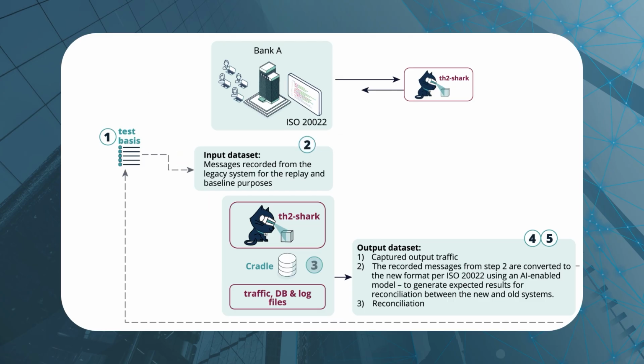The test execution and output dataset step. This is where analysis meets the execution in the AI-enabled test framework, which performs the conversion of the recorded legacy messages into the new format per ISO 20022. All possible test scripts modifications are being executed and further automated in testing. Then, the test scripts are executed against the system under test, and the results are captured for further analysis and reconciliation between the new and old systems.